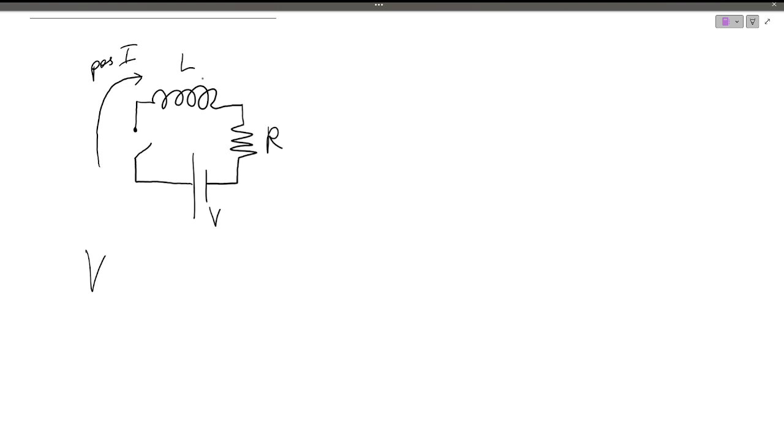we will have EMF this way. So that means we will subtract L di/dt, since that is opposite the direction of our positive current. And then, of course, for the resistor it is just negative IR. That must be equal to 0.